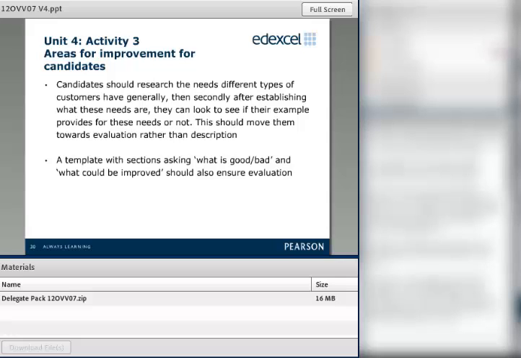Okay, again, you could perhaps move them to evaluation by looking at templates: what's good, what's bad, and what could be improved. We're going to look at this activity in a few minutes, because we'll look at activity 3 as the example for unit 4. But hopefully you can see what I'm getting at there.